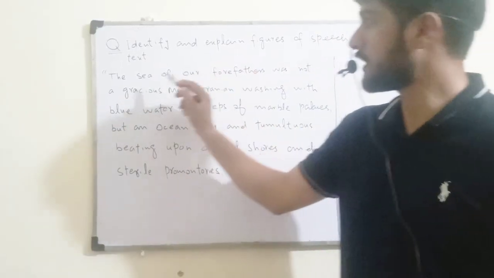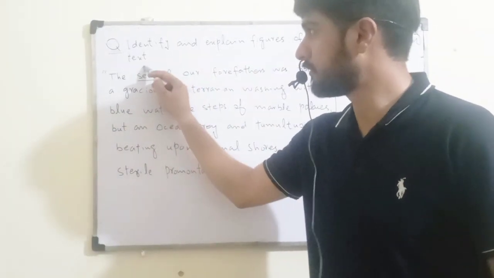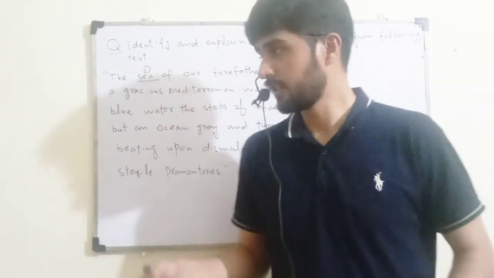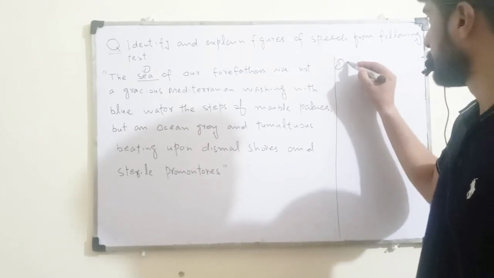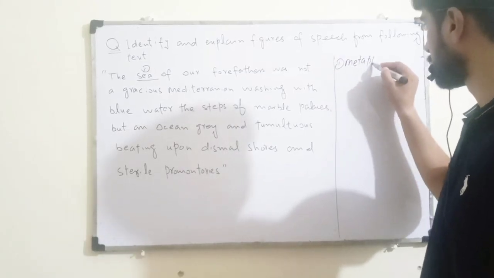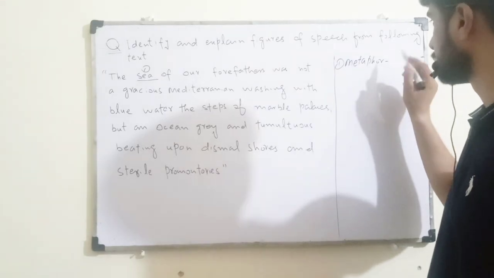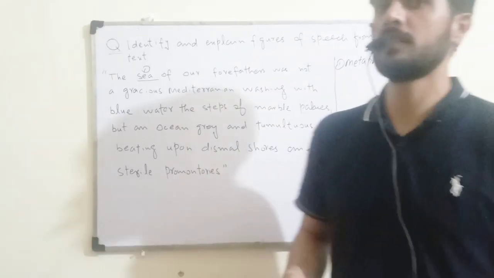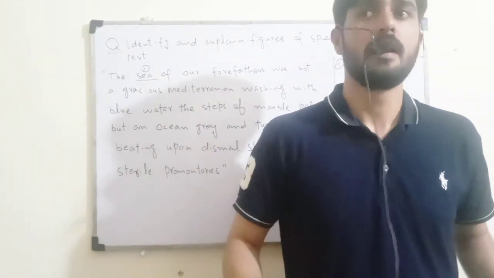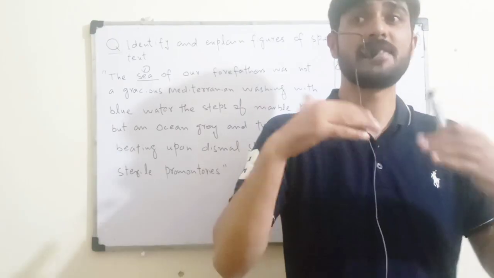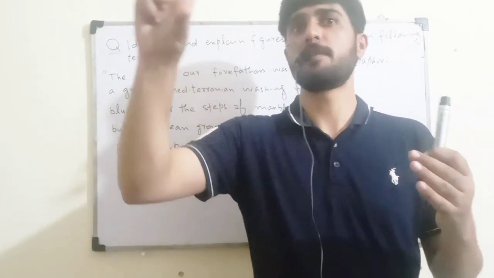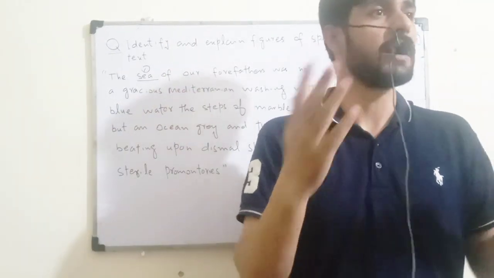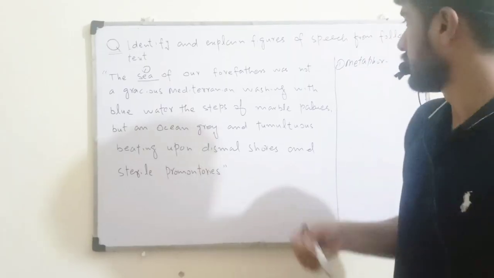Let me start. The first figure of speech here is sea. This is metaphorically described here, and the figure of speech is named metaphor. So how is it a metaphor? Sea of our forefathers means the living environment of our forefathers was a maritime, a sea environment. So that environment is directly compared with the name of sea. That's why we call it metaphor.